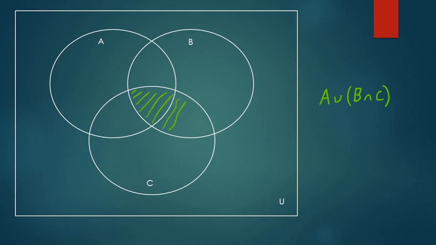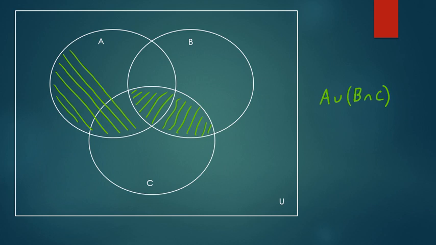So draw some lines there just to represent that. And then I also have my set A. And I'm just going to use some other diagonal lines going the opposite way to represent this set A. All right, so we have A, we have B intersect C. We're taking the union of these things now.